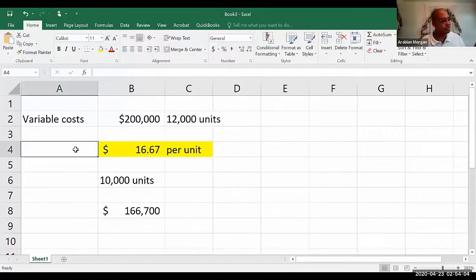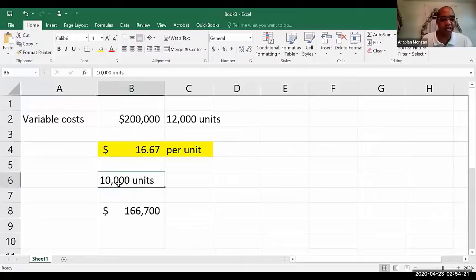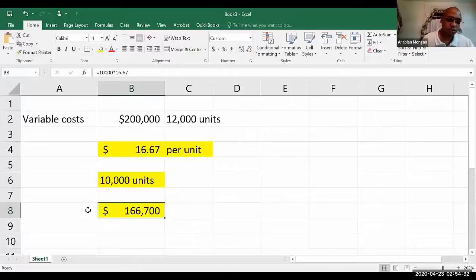We created this per unit amount on workbook page 403. And then we went on to prepare the flexible budget for Manny's Peanut Butter Company on page 404, looking at the 10,000 unit level of activity and eventually arriving at some dollar amount for variable costs, okay? So questions on this, please.